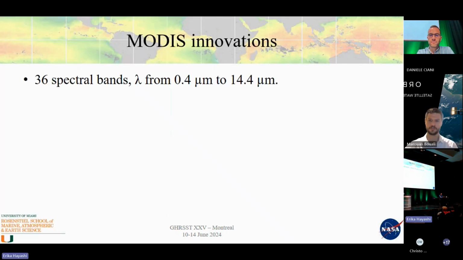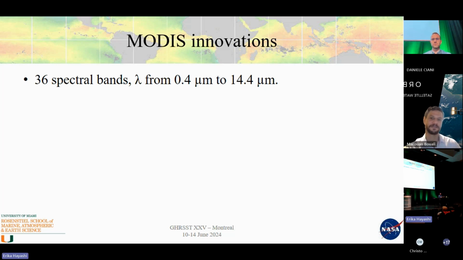MODIS had many, many innovations. And in the early months of the Terra mission, we realized that innovation means problems. When I was at Goddard, having lunch with a friend of mine, also working on MODIS, he said, it's a shame we should never get involved with a mission that rhymes with error. And he was right. There were many problems.